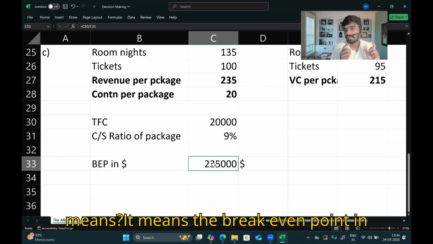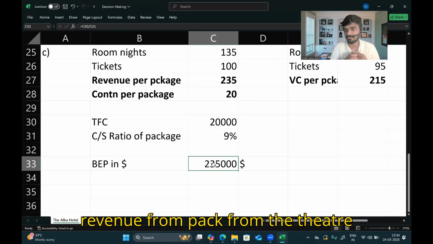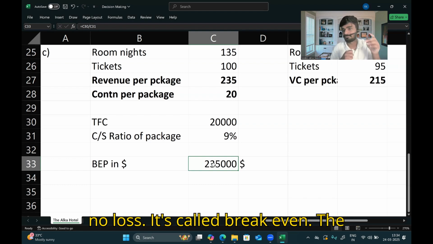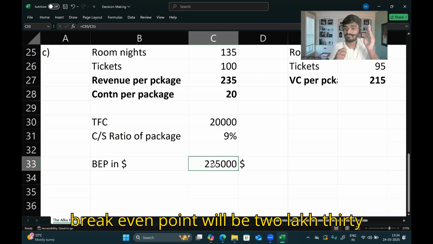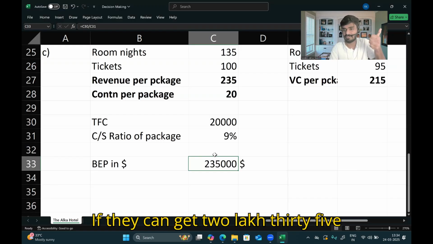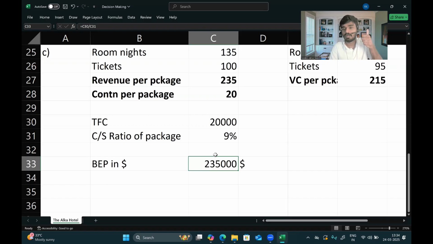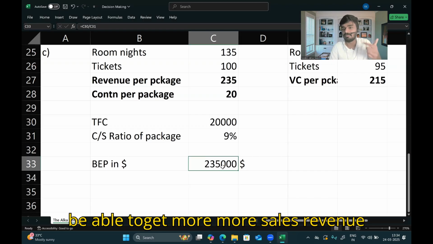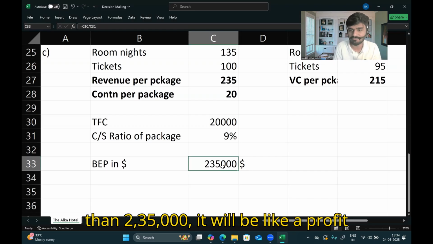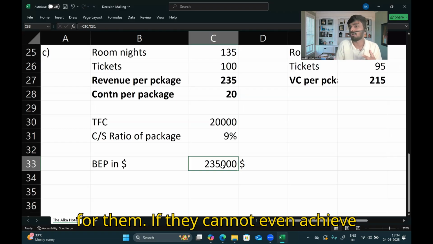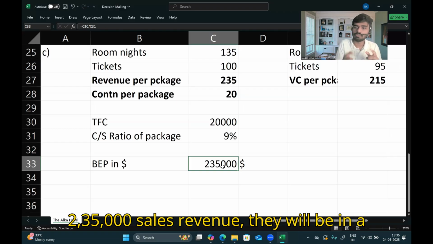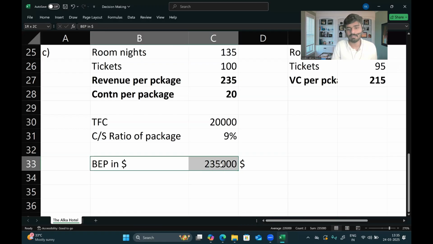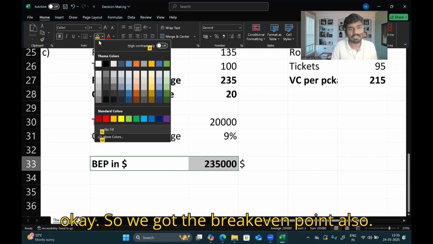What does the 235,000 mean? It means the break-even point in sales revenue. If we can generate sales revenue of 235,000 from the theater package, it will be a situation of no profit, no loss. It's called break-even. If they can get more sales revenue than 235,000, it will be a profit for them. If they cannot even achieve 235,000 sales revenue, they will incur a loss. So the break-even point in sales revenue is 235,000.